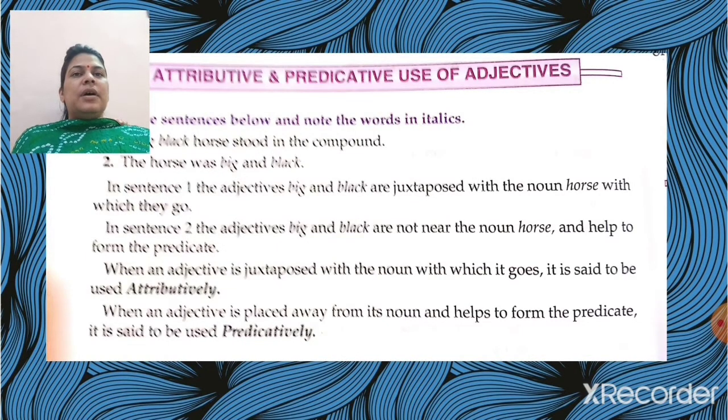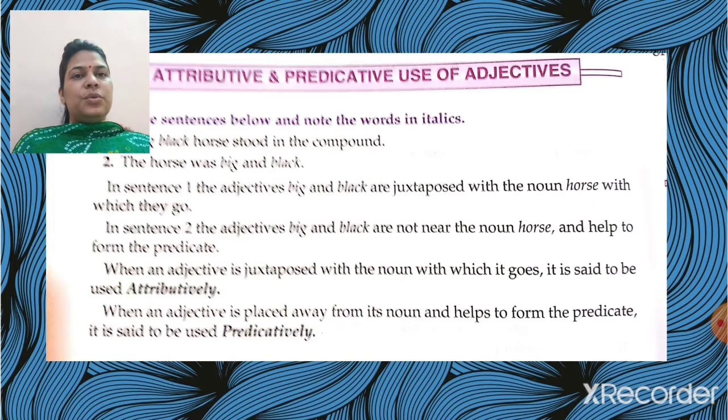Students, today we are going to see what is attributive and predicative use of adjectives. In a sentence, an adjective can be placed in the attributive place or in a predicative place. Let us see the example. A big black horse stood in the compound.